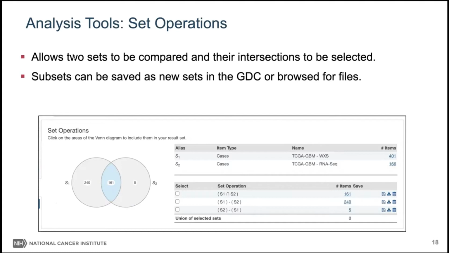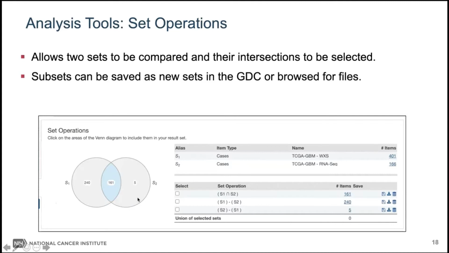Down here, I put one of my favorite use cases for this analysis tool. I have two sets, and my goal here is I want to know which cases in the TCGA-GBM project have both whole exome sequencing and RNA-seq data.